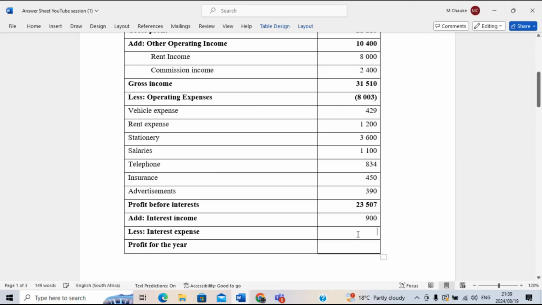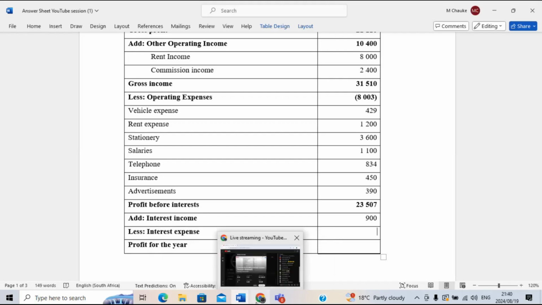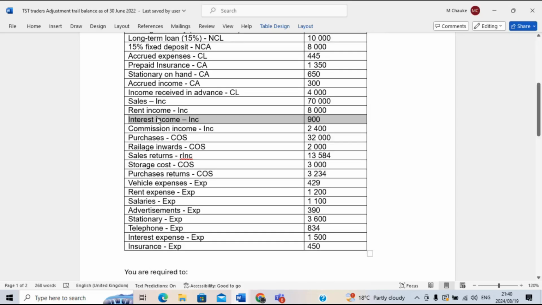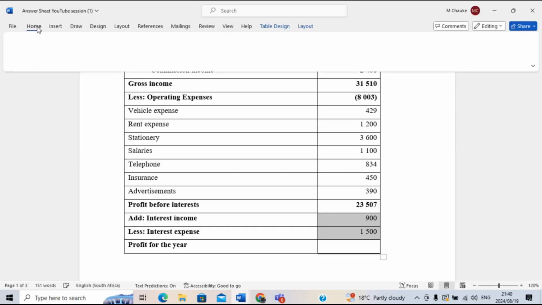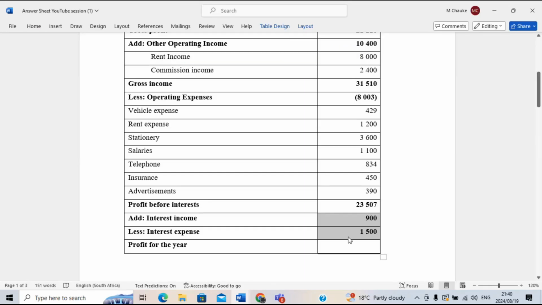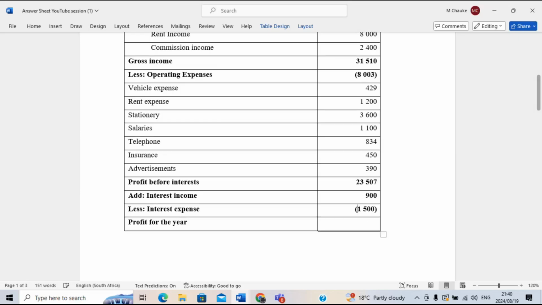And then interest expenses, they must be in brackets as well. Let's go and check them there. Interest expenses down there, 1,500. So our interest expenses are 1,500. And then I can put these ones in bold. But this one, remember, it must be in brackets because we have to subtract it. Anything that we have to subtract or anything that is negative in accounting, we put in brackets.